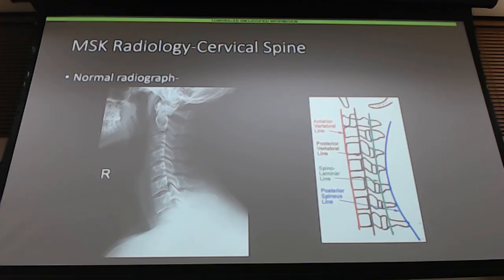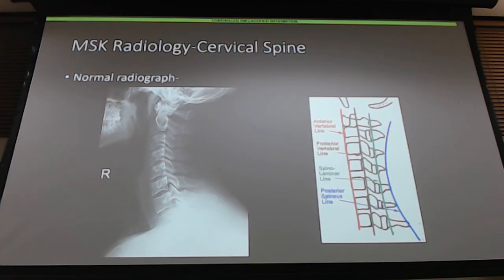These lines are very important. Okay, on the lateral view, these are the lines you're going to consider. There's an anterior vertebral line. There's the posterior vertebral line. There's a spinolaminar line, and then there's the posterior spinous line. Do you think that when you look at an X-ray, in your mind you're drawing those lines? Yes. You are. That's the whole purpose of this slide, to get you to understand where those lines are supposed to be drawn. They're pretty self-explanatory.